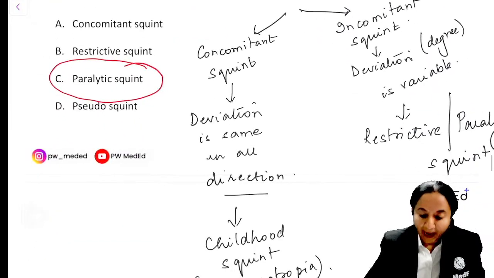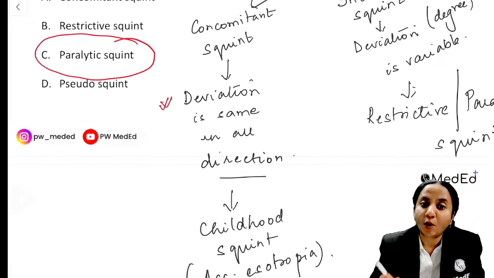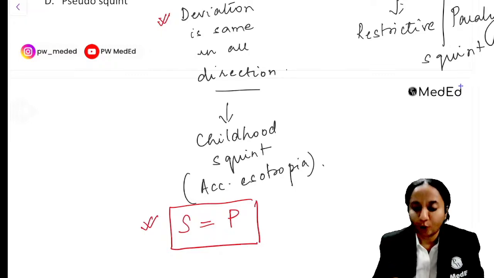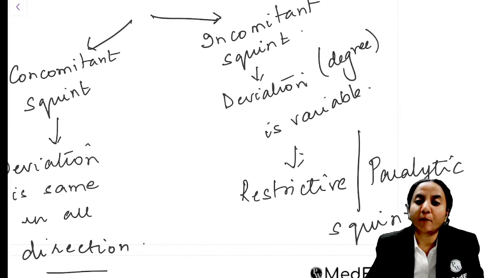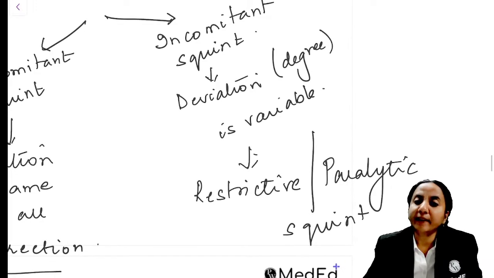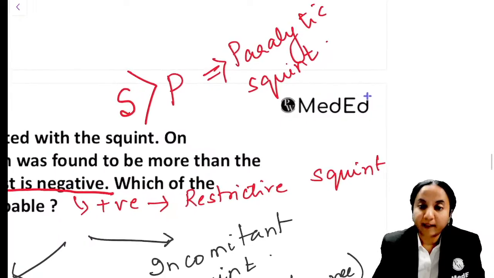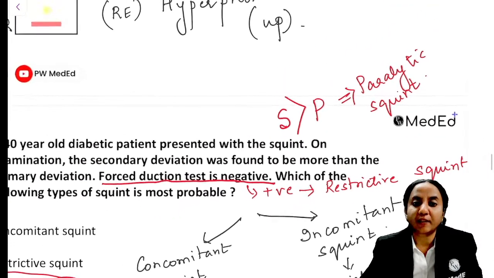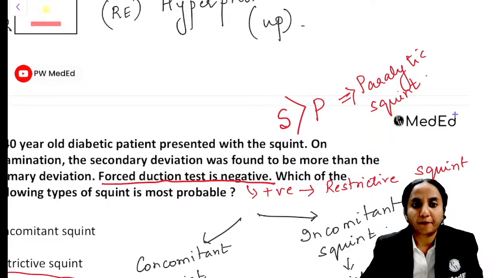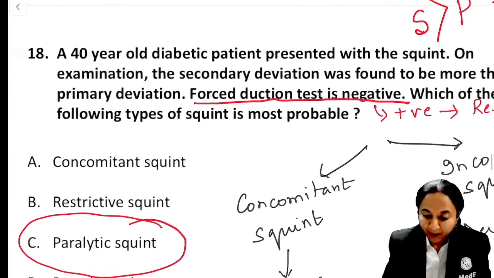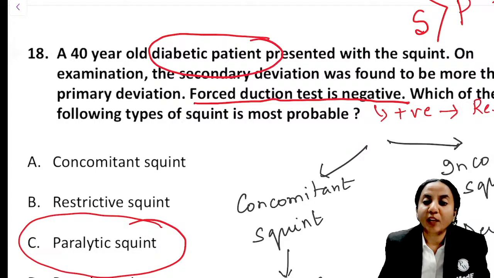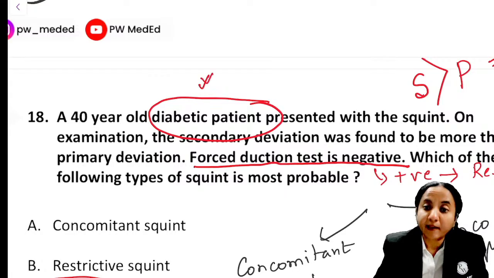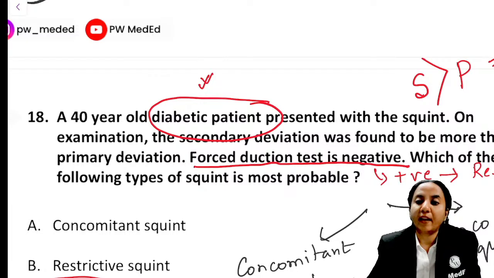So what will we remember for concomitant squint? Two points: the deviation is the same in all directions, and the secondary and primary deviations are equal, S is equal to P. What will we remember for incomitant squint? It can be restrictive or paralytic, and the degree of deviation is variable. In paralytic, remember that the secondary deviation is more than the primary deviation. In restrictive, remember that the forced duction test, that is FDT, is going to be positive. And another pointer in the question is that it is a diabetic patient. Paralytic squints are commonly seen in diabetic patients. So that is also another pointer that we have.